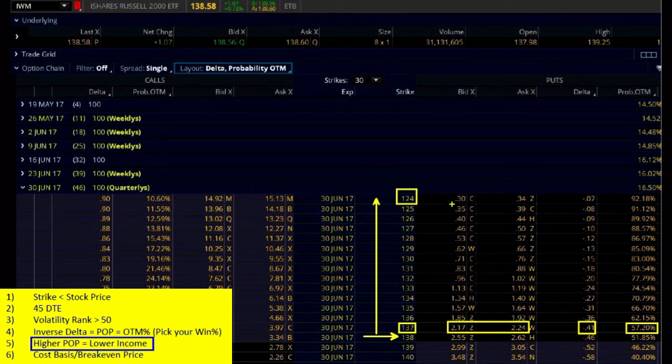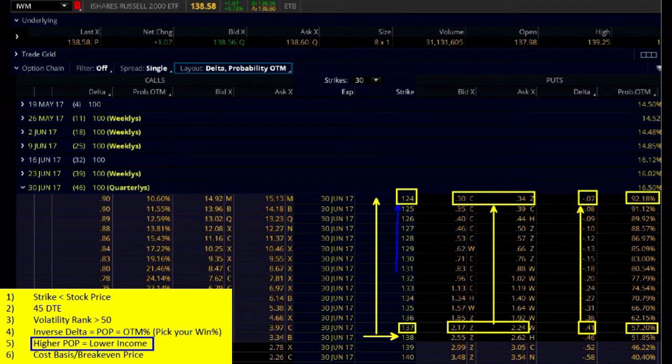So let's go with what I have up there, which is the higher POP. Higher POP would be way down here. There's a roughly 93% chance of making money. Higher POP, lower income. Of course, look, I can only sell this thing for about 32 cents, let's say mid-price. That's the trade-off when you play the shorting puts game, when you sell puts. The farther away you are, the higher your chance of making money, the lower the amount of money you're going to be able to make. So it becomes a risk-reward thing.